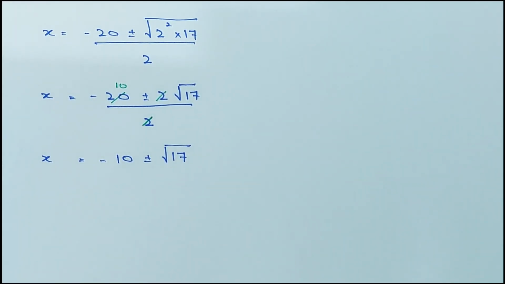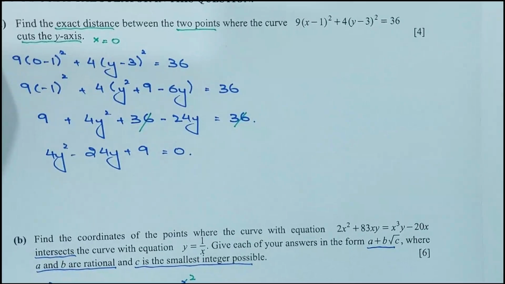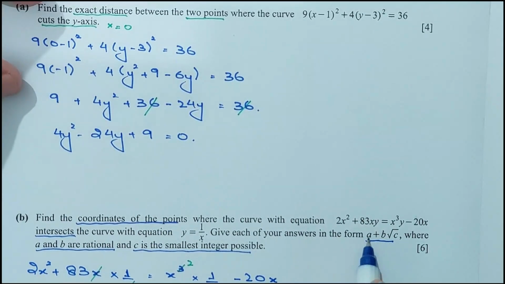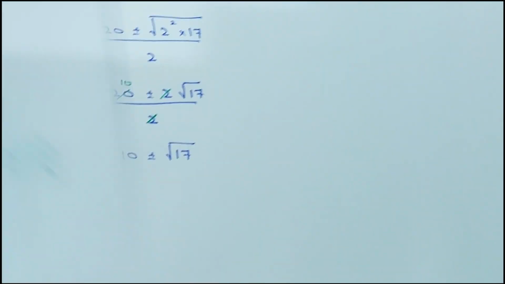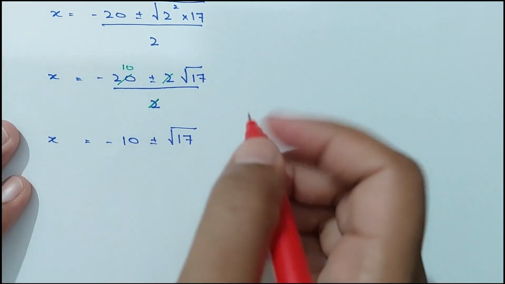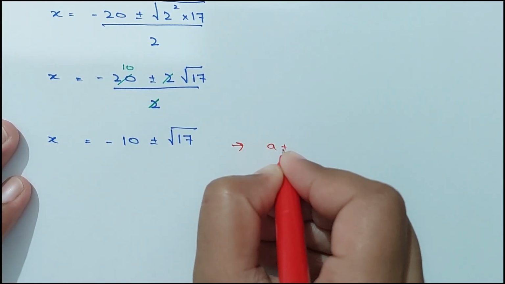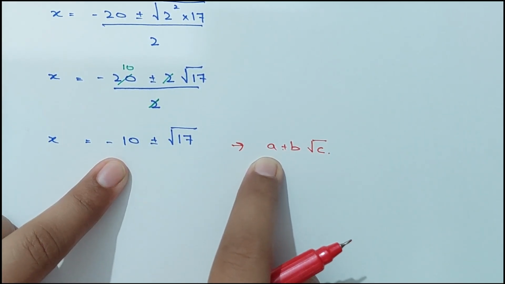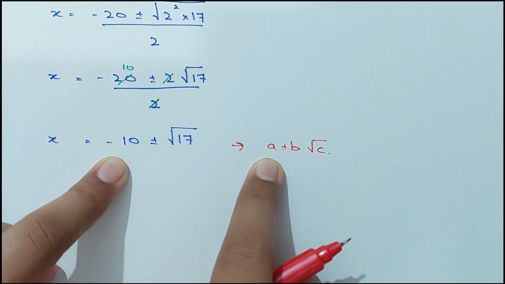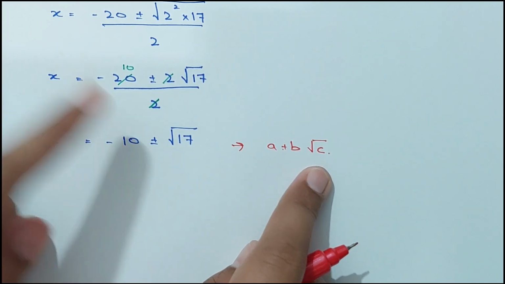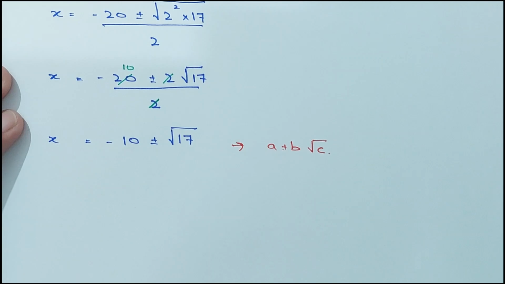And it said a and b should be rational numbers. We have to find the coordinates of the points. The question says find the coordinates of the points, meaning the x and the y coordinates, and this should be in the form a plus b root c. A and b should be rational and c should be the smallest possible integer. So here, in the form a plus b root c, a and b are rational. A is minus 10 by 1, so a is minus 10, that is a rational number. B is plus or minus 1, that is again a rational number. And c is the smallest possible integer, which is 17. So the x coordinate is in the given form.